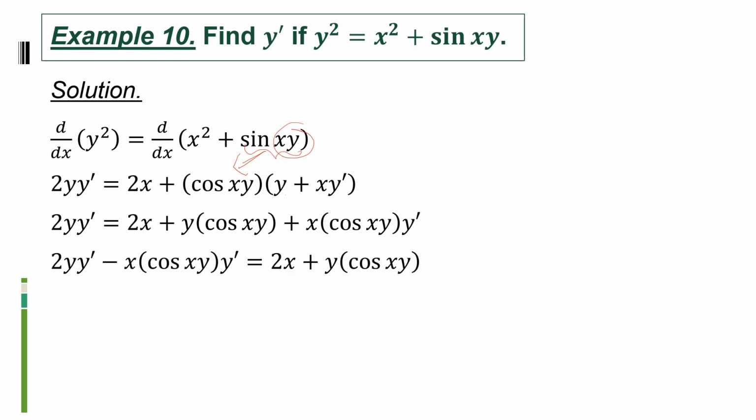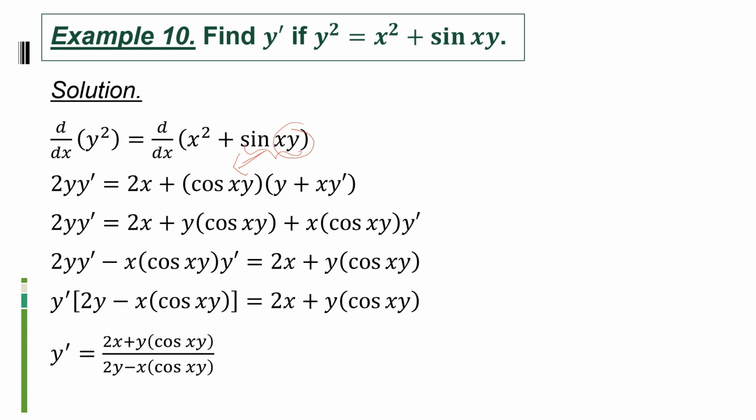By transposition, we have 2y prime minus x times cosine xy prime is equal to 2x plus y cosine xy. Factoring out y prime, we have this, and by dividing that, we have y prime equals 2x plus y cosine of xy all over 2y minus x times cosine of xy.